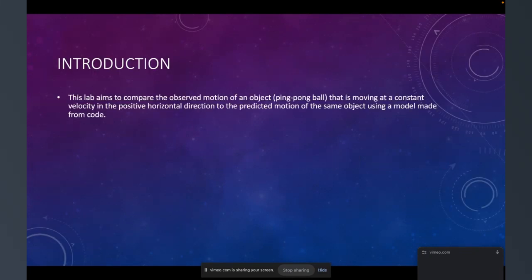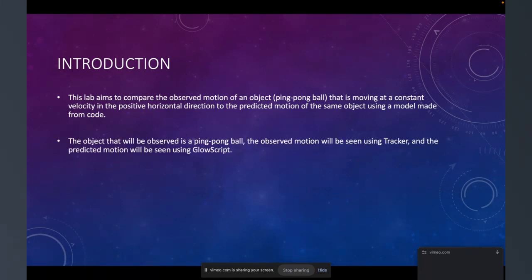This lab aims to compare the observed motion of an object, which in my case is a ping pong ball moving at constant velocity in the positive horizontal direction, to the predicted motion of the same object using a model made from code. The object that will be observed is a ping pong ball, and the observed motion will be seen using Tracker, and the predicted motion will be seen using GlowScript.